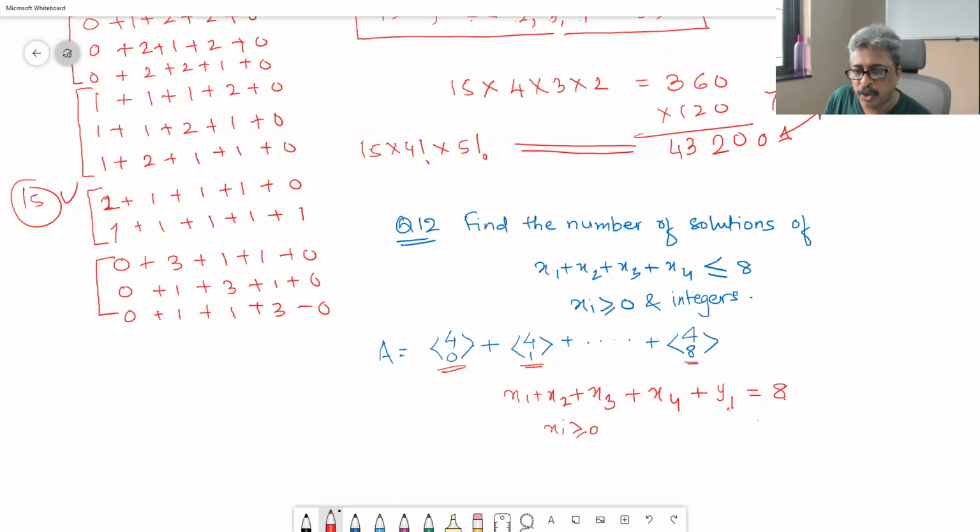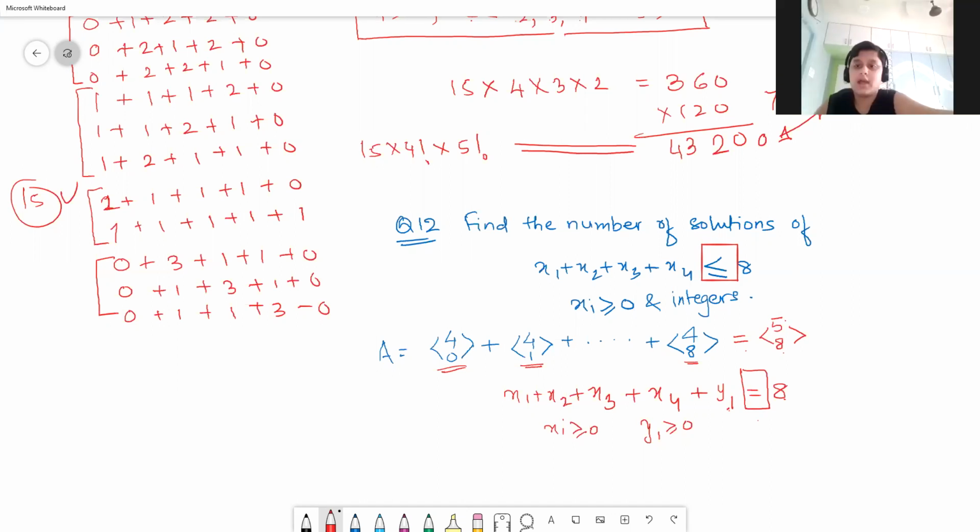Xi greater than or equal to 0 and y1 also greater than or equal to 0, converting the inequality into an equality by adding a positive number. The positive number can be 0 if LHS is equal to 8. The positive number can be 1 if LHS is equal to 7, and so on. So this is a very nice situation for us, and therefore we get the identity: 4 elbow 0 plus 4 elbow 1 plus 4 elbow 2 plus dot dot dot plus 4 elbow 8 is equal to 5 elbow 8.